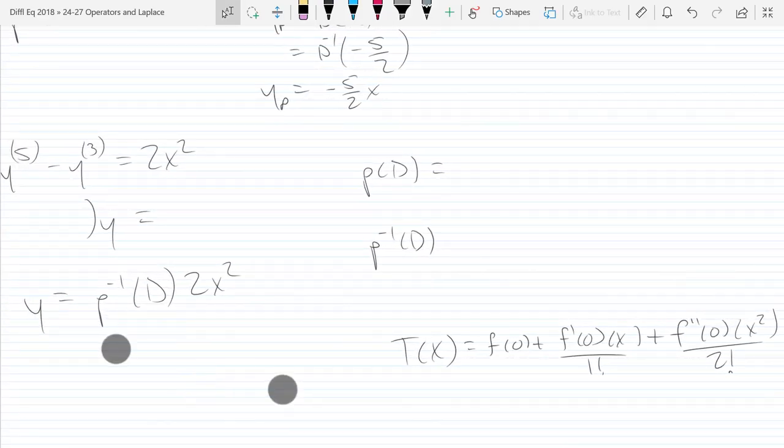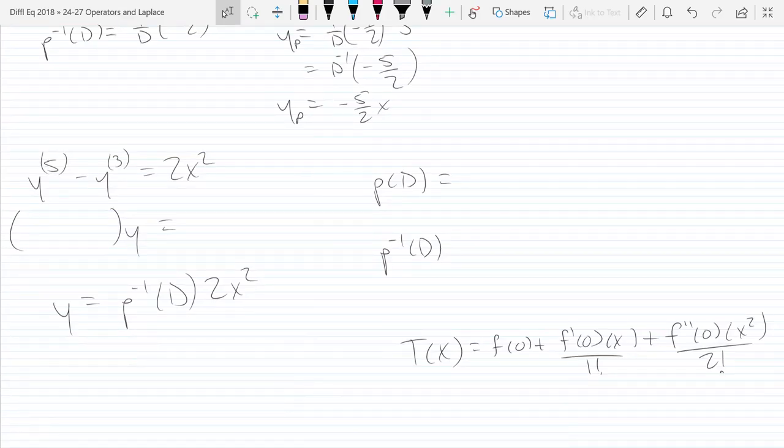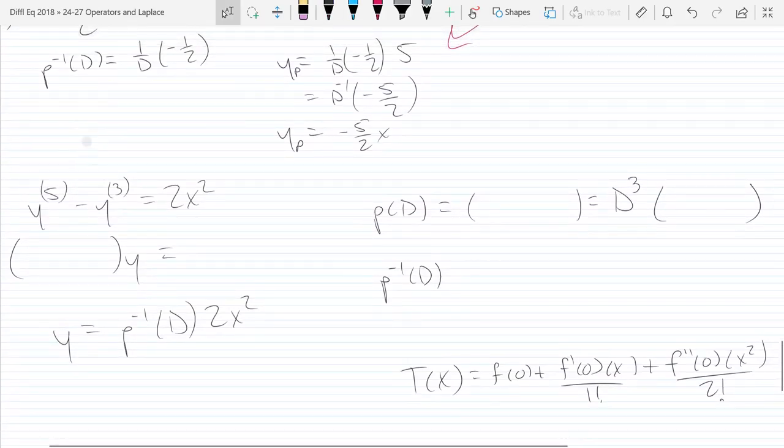All right, so I think that should be enough information on the board for you to get started. You need to fill in all those blanks. And in this one, you should be able to factor out a D cubed as your just derivative part. So I can't leave this on the board and the part from the notes earlier. So you got to use your own notes for what we just wrote down.